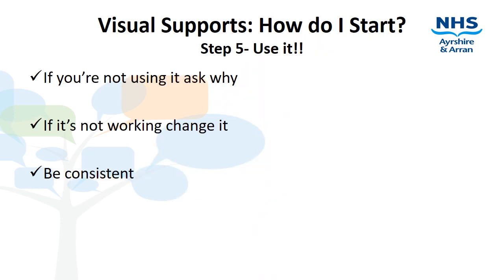Step 5 is use it. If you're not using it, ask why. If it's not working, change it and be consistent. It's important to remember we can't expect pupils to immediately understand a visual support, so we need to make sure that we provide them with that input in a genuine, meaningful context so that we're giving them the opportunity to learn the visual. We need to be consistent in our use. For example, if using a whole class schedule, it has to be used all day, every day. It can't be abandoned if the member of staff who usually organises it is absent that day.